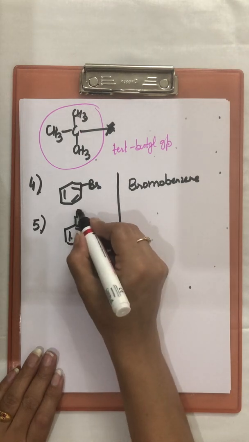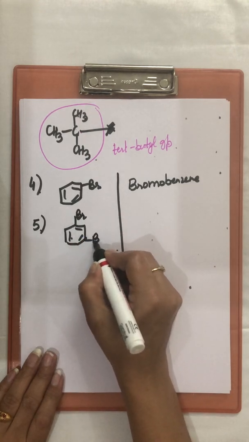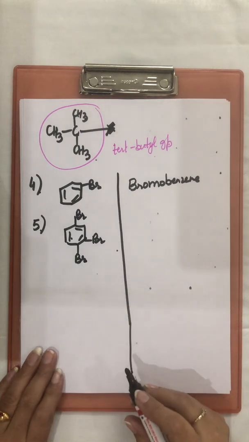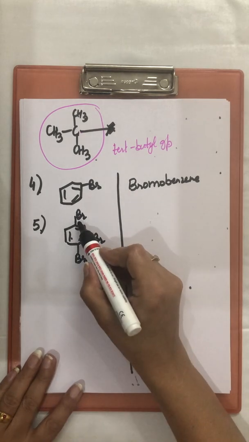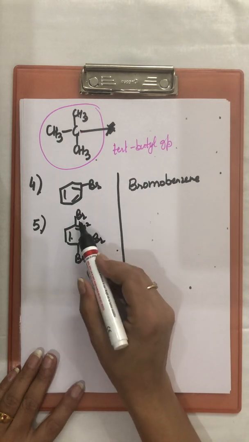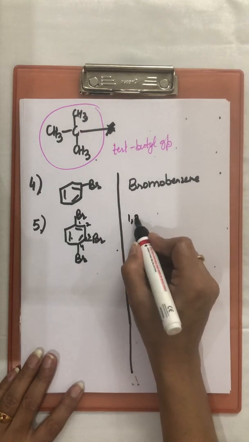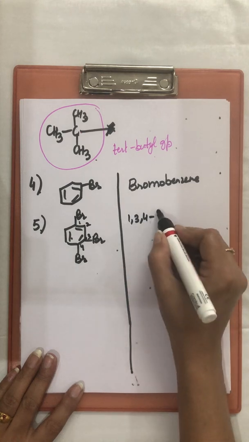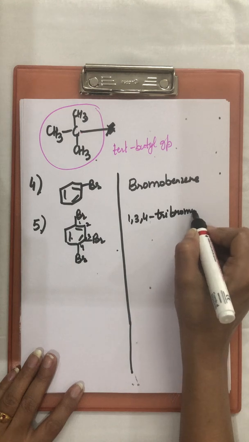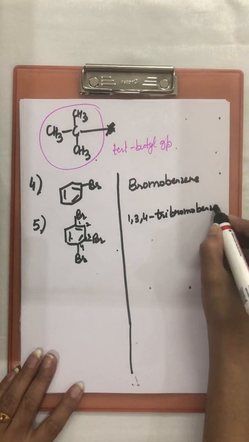Next example, we are taking 3 halogens here in this case. So the name of this compound: this is your first carbon, this is second, this is third, this is fourth. This is 1, 3, 4 tribromobenzene.